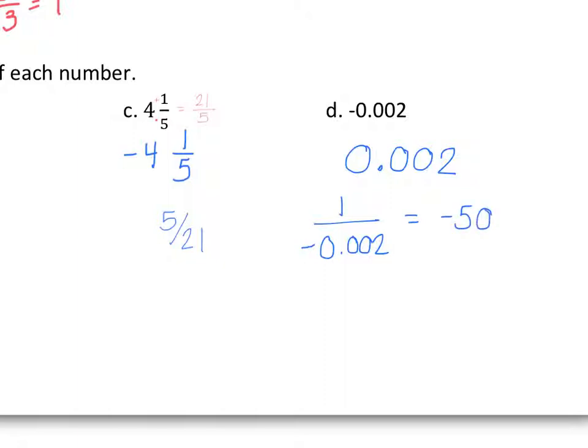Minus 500. Y'all trust him? Yep. So if we multiply negative 500 by negative 0.002, it'll come out to equal 1. Okay, everybody's okay with opposites and reciprocals? Yes? All right, let's keep going then.